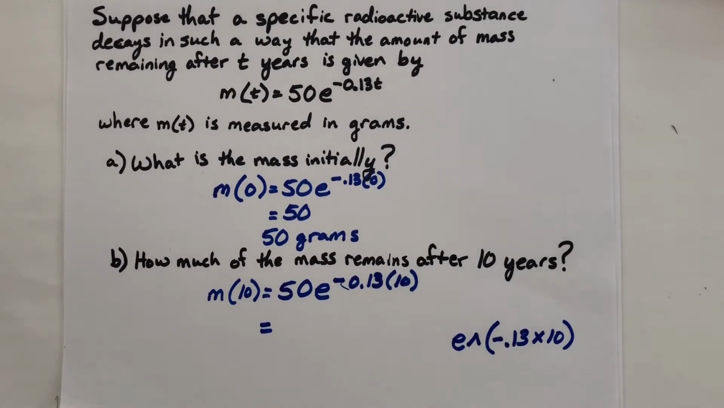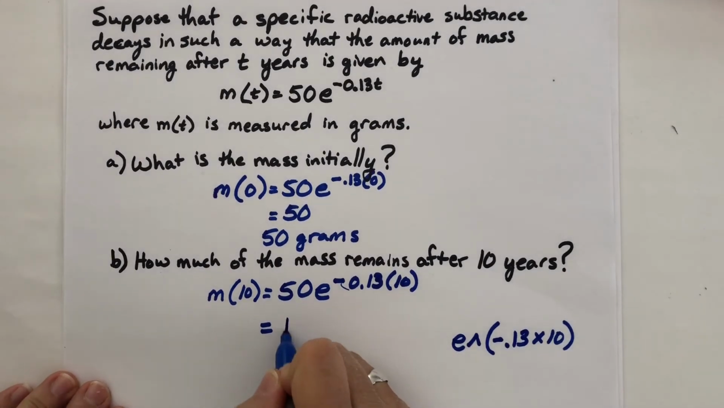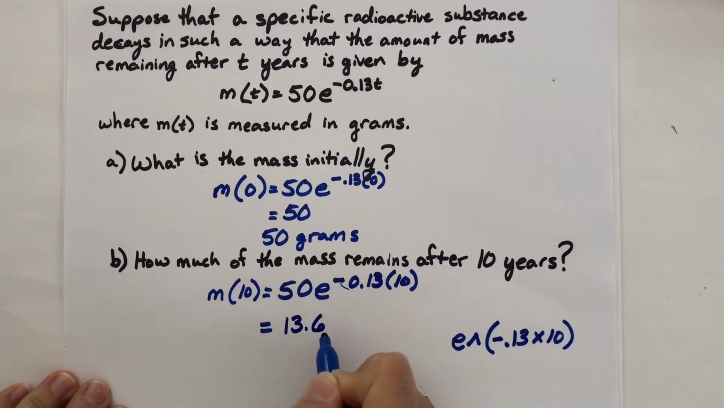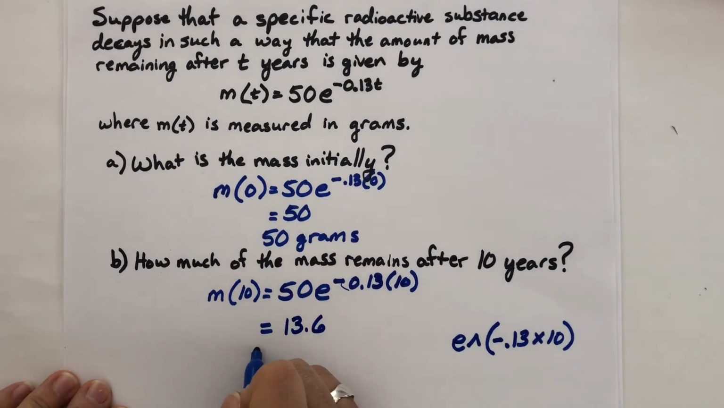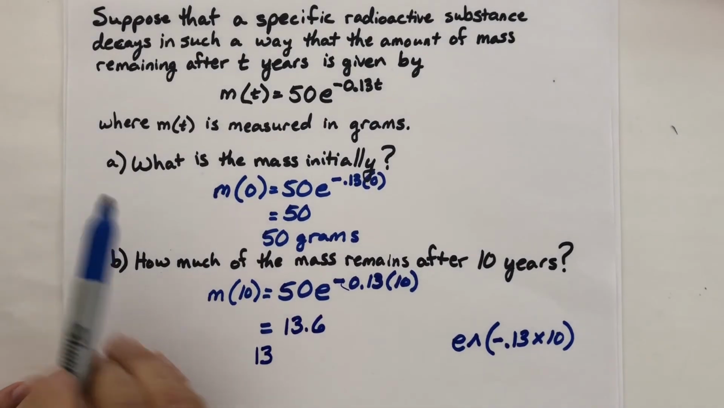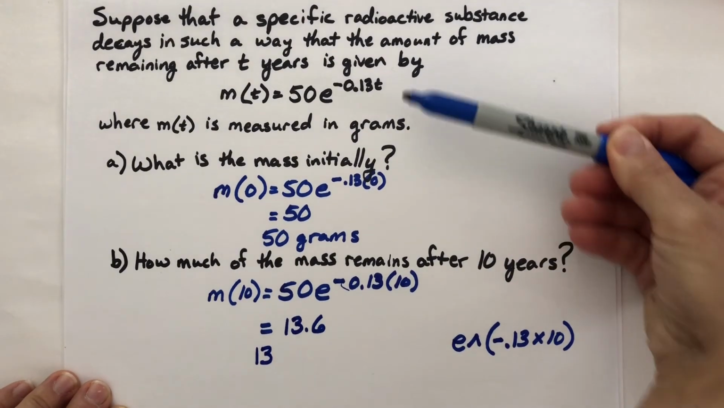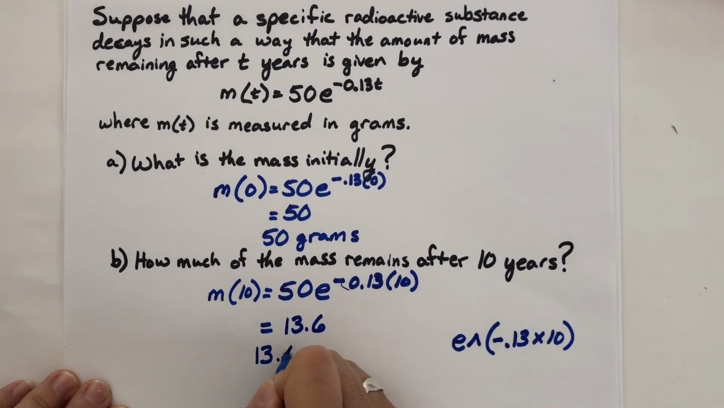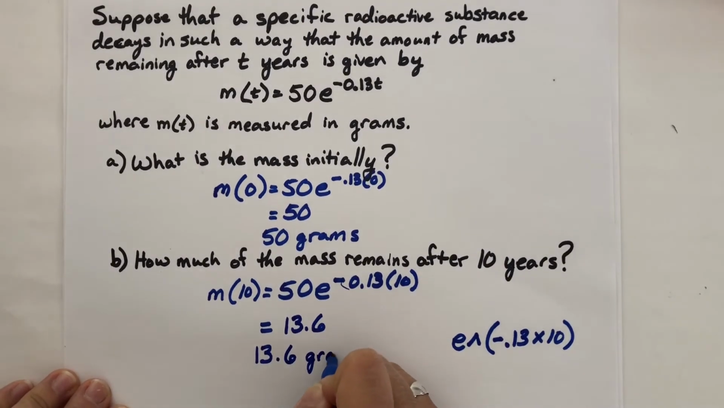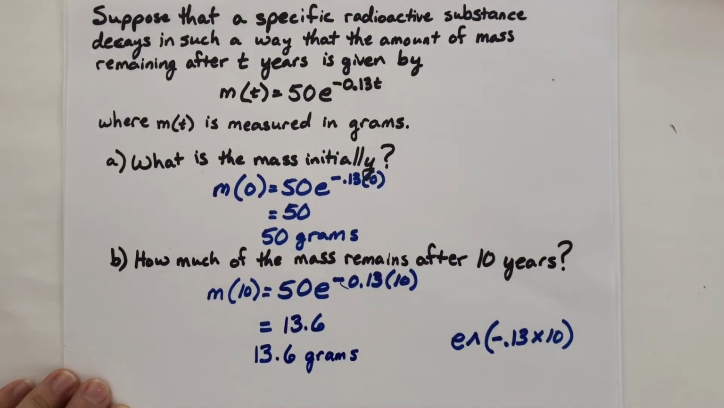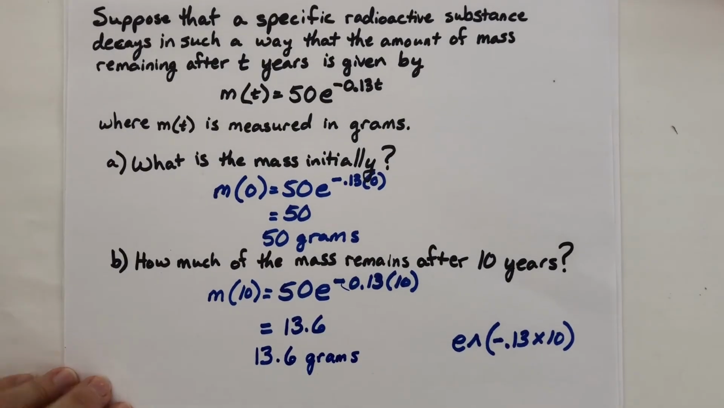And I get about 13.6. I'll just round to the nearest tenth. So after 10 years, if the radioactive substance decays according to this model, we would expect there to be 13.6 grams remaining. Let's do one last problem.